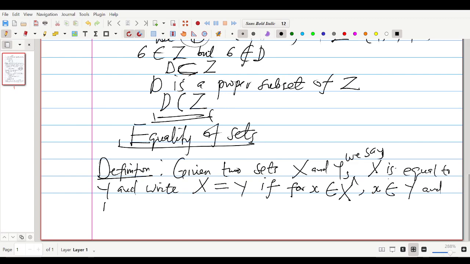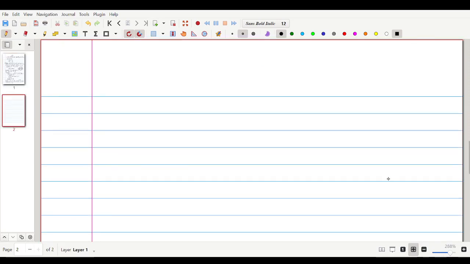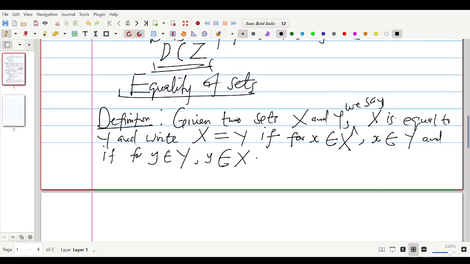And if for Y that comes from set Y, that Y is also found in X. So that is one way to define it. Let me add more page to our work. Our page is exhausted already, so I'll add more page for the continuation of the work. All right. So that is for that.